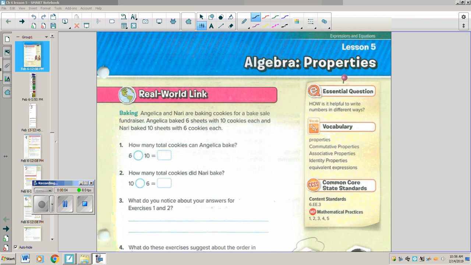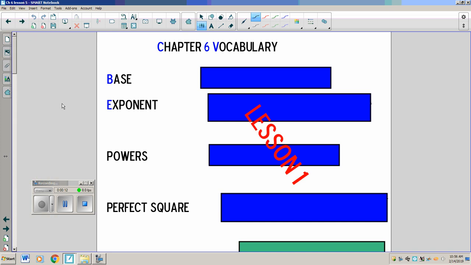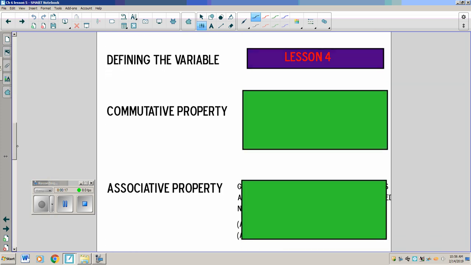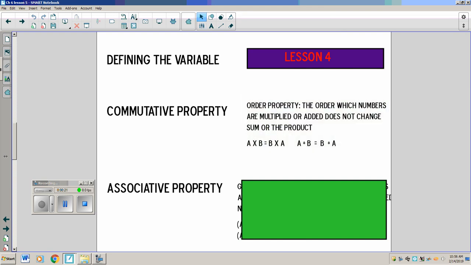Chapter 6, Lesson 5. We are working on properties this lesson. So for your vocab, first one is commutative property. That's the order property. The order which numbers are multiplied or added does not change the sum or the product. It only works for those two, multiplication and addition. Make sure you underline that.